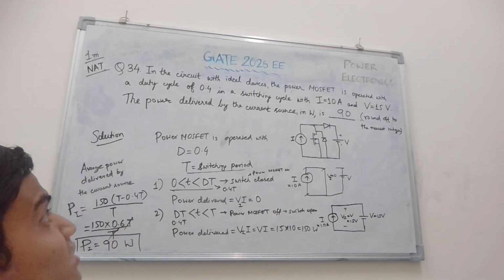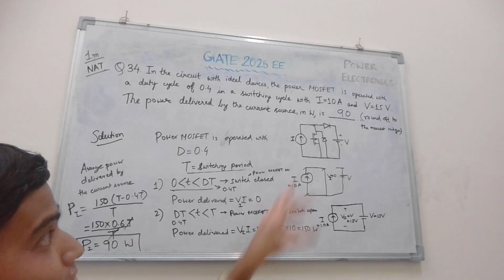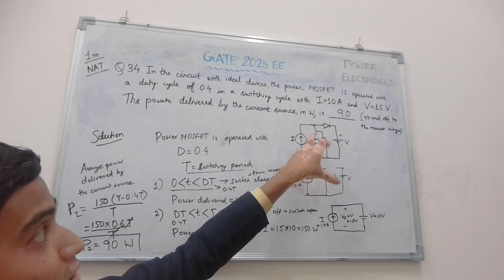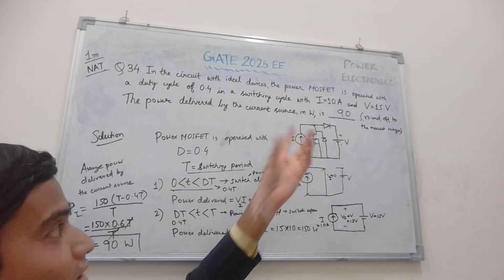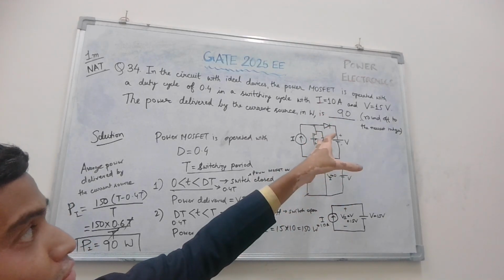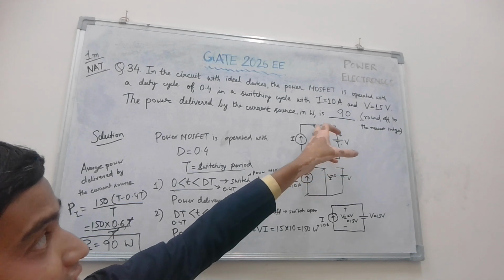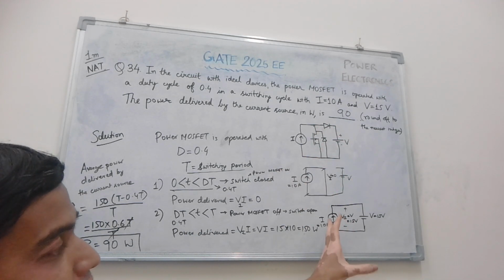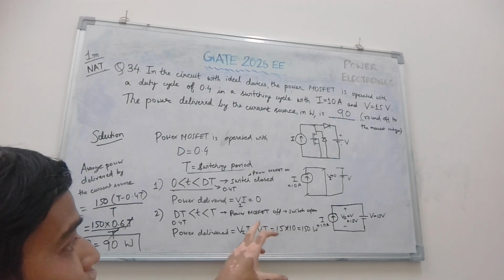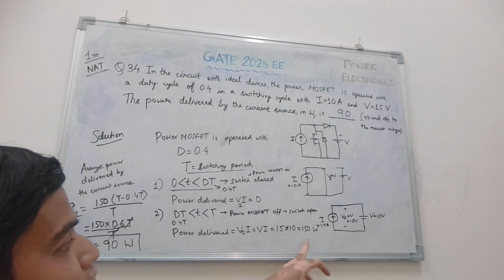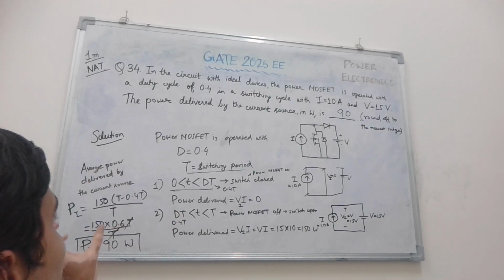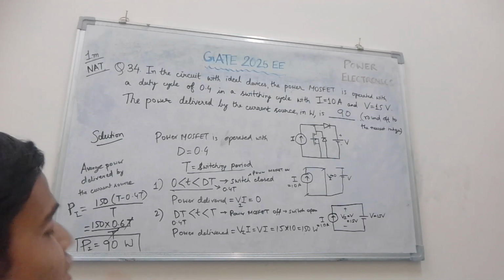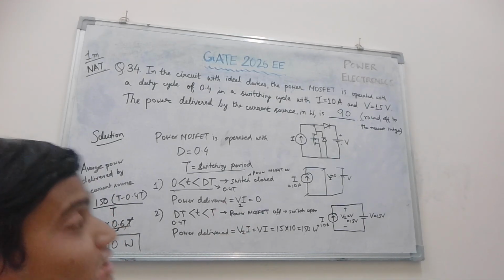So we solved it with the very basics of the power MOSFET, the switching device. When it is on, it gets short circuited, so the voltage across the current source is 0 and there is no power delivered by the current source. When it is off, the switch is open, the diode gets short, and this is the resultant circuit. The power delivered during the power MOSFET off condition is 150 watt. For the complete cycle, we calculate the total energy and divide by the switching time period T, and we get the average power delivered by the current source as 90 watt.